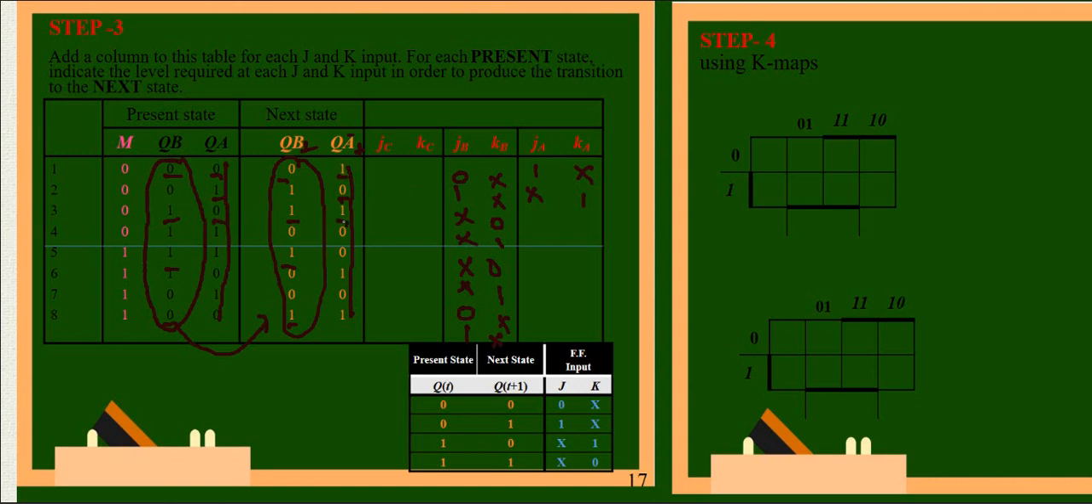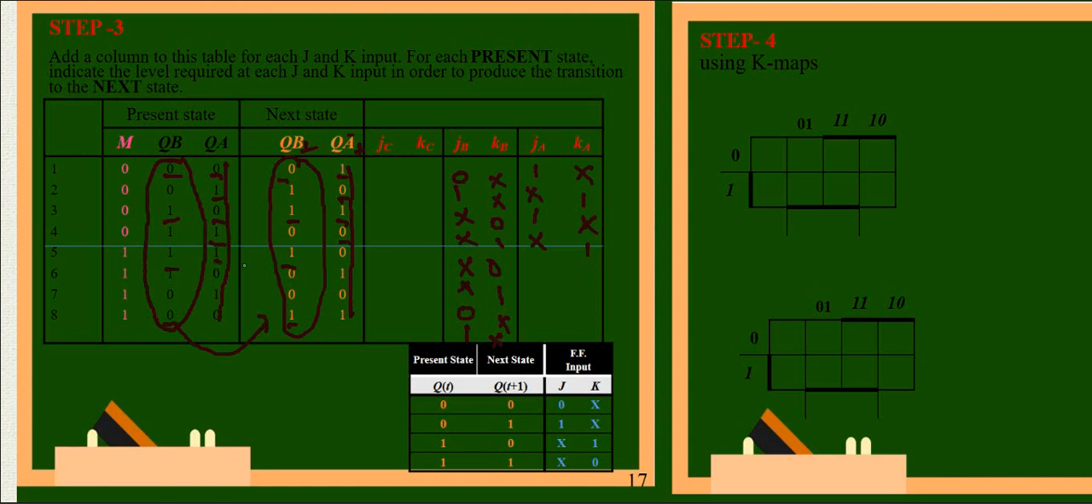So 0 to 1 we know is 1, don't care, and the last one is 1 to 0. So this ends the up counter, and we have don't care, 1. This is how the JK excitation for the up counter is done. In a similar way we can do it for the down counter.